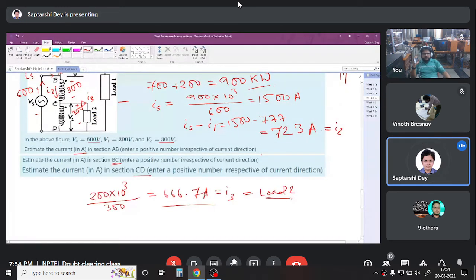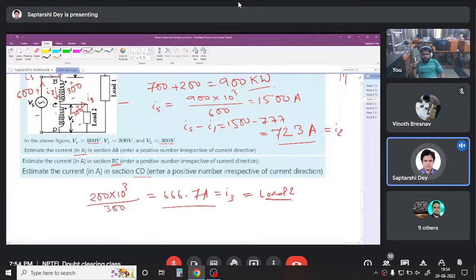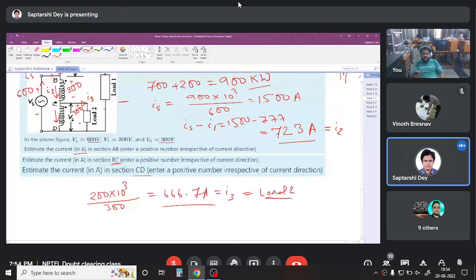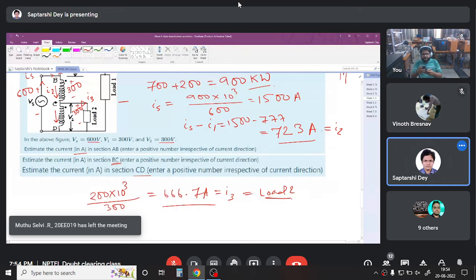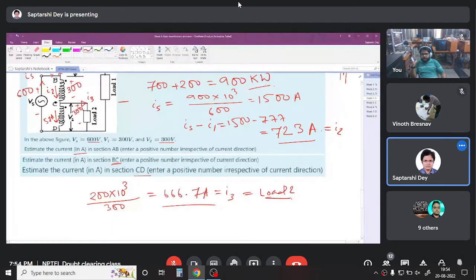Now I2, some 723 ampere was coming down. Out of it, some 666 ampere went away. The rest will be flowing through this winding CD, which is 723 minus 666, 57 ampere will be flowing. Instead of writing 57 ampere here, let me write something else, I4. So I4, which is the current through CD, is 57 ampere.